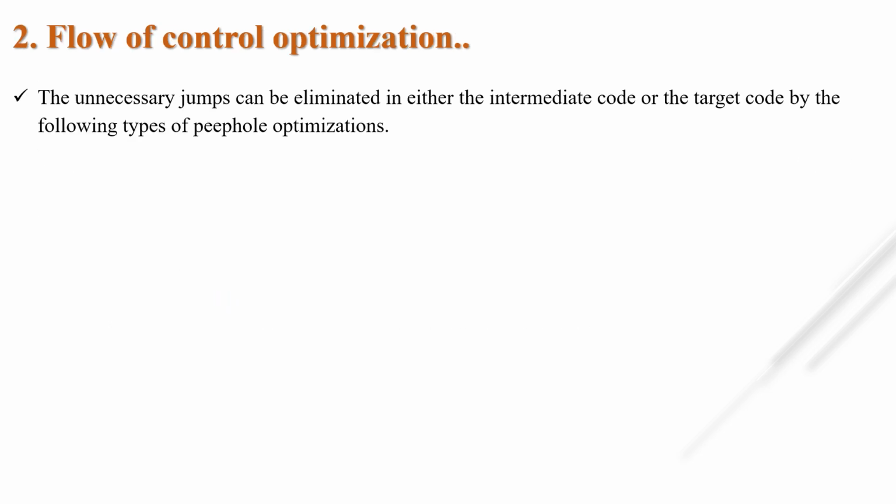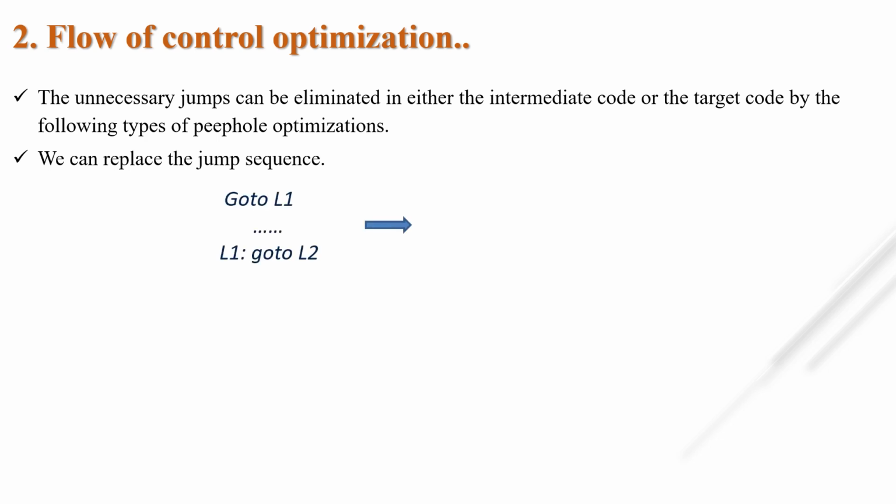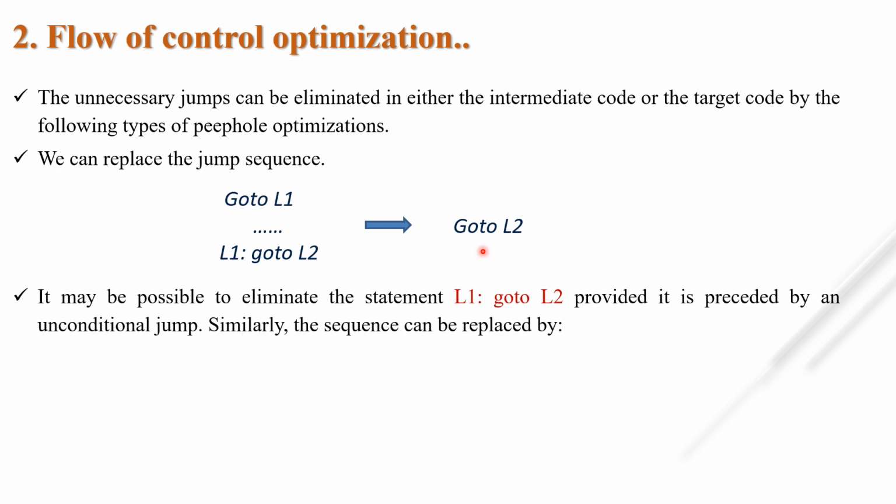Next one is flow of control optimization. In this, the unnecessary jumps can be eliminated in either the intermediate code or the target code by Peephole optimization. So in this, we can replace the jump sequence. Suppose for example, there is a go to statement and label L1, and label L1 says go to L2. Then we can replace this jump with directly go to L2. Because here go to label 1, then label 1 says go to label 2. Instead of go to label 1, we can directly write go to label 2. So it may be possible to eliminate the statement L1, that is go to L2, provided it is preceded by an unconditional jump.